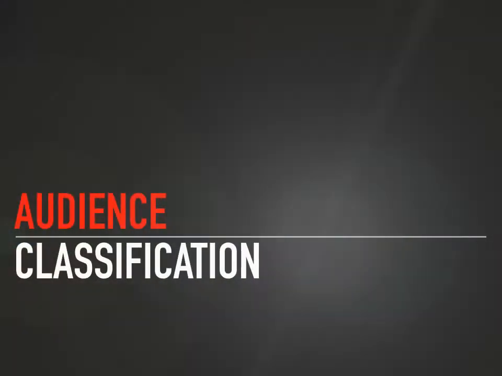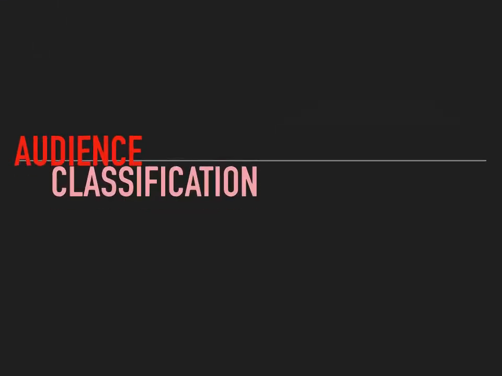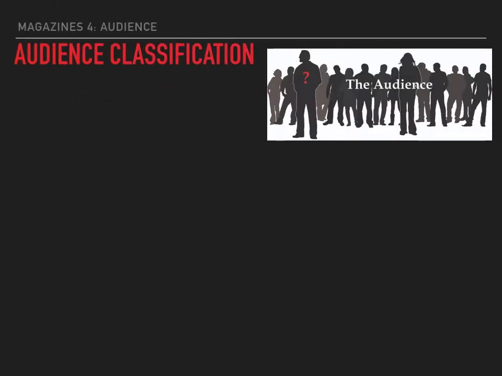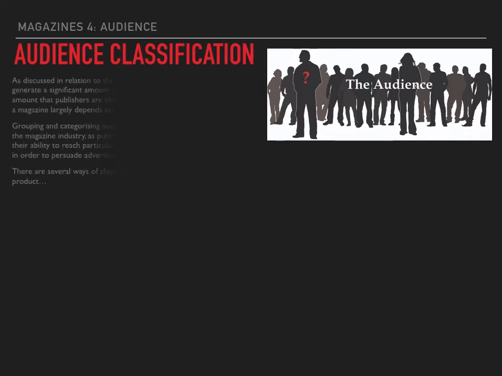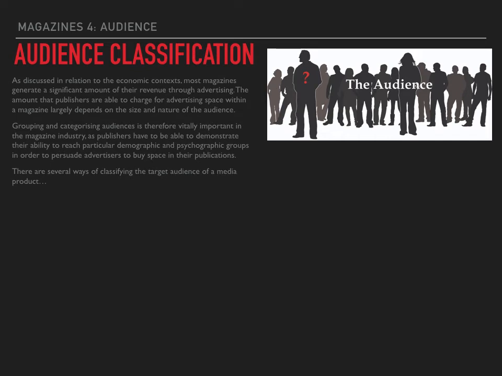So starting with audience classification, something we have done for most of the texts that we've looked at throughout this entire course, whether that's component 1 or component 2. As we've discussed in relation to the economic contexts in the industry session, most magazines generate a significant amount of their revenue through advertising. The amount that publishers are able to charge for advertising space, whether that's a full page or a double page spread, largely depends on the size and of course the nature of the audience as well.